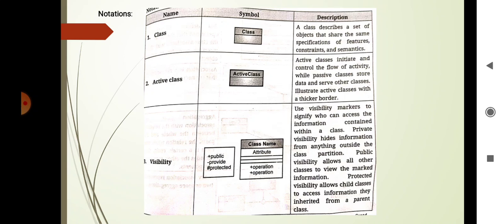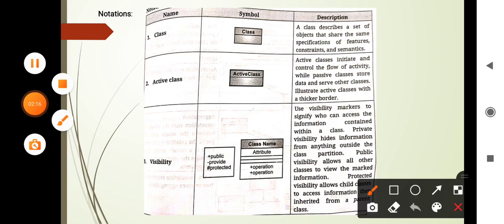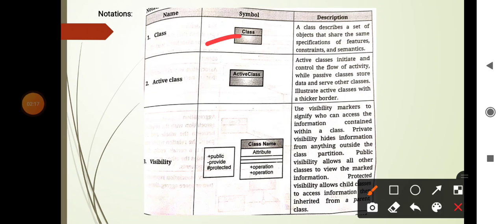Then the notation for the class model or class diagram. Here is the symbol for a class. A class describes a set of objects that share the same specification, features, constraints and semantics. Then the active class, this is the symbol for an active class. An active class initiates and controls the flow of activity.